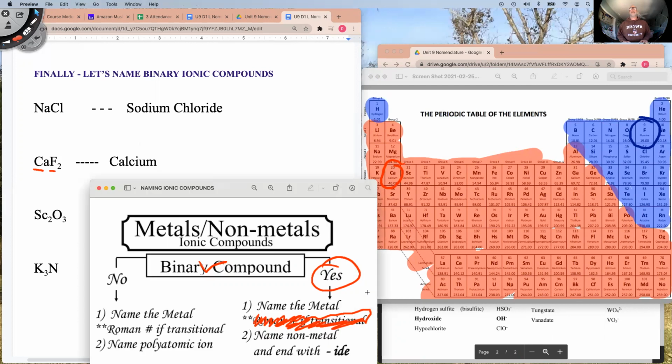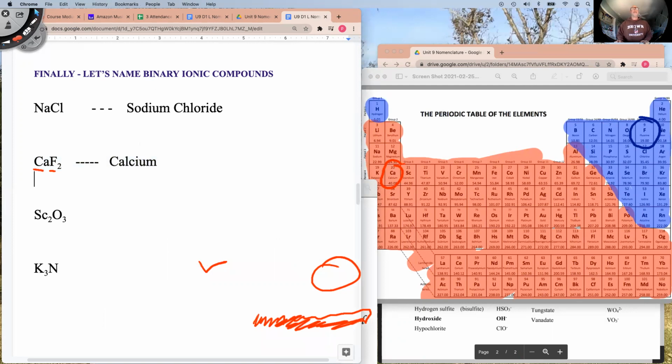The second set of instructions say, name the nonmetal, end with ide. Well, the F is going to be fluorine. But what are we going to do? We're going to end it with ide, so it's going to be calcium fluoride.